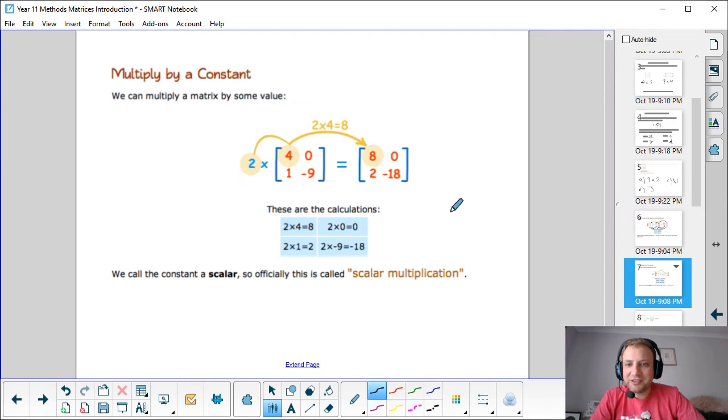With multiplication, first of all, multiplying by a constant, or just multiplying a matrix by a number, is really easy. If there's a 2 in front of a matrix, times everything by 2. All right, so to turn this into that, you can see everything's been doubled. We can call that multiplication by a constant, or you might more commonly see it referred to as scalar multiplication.